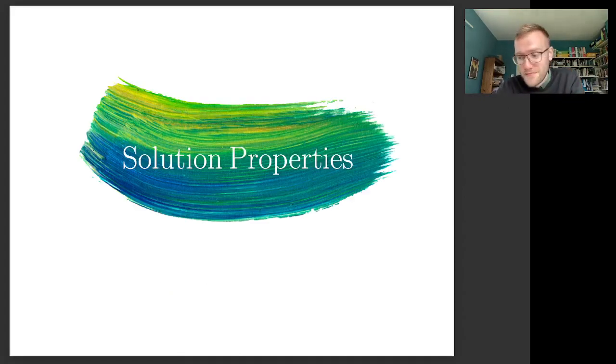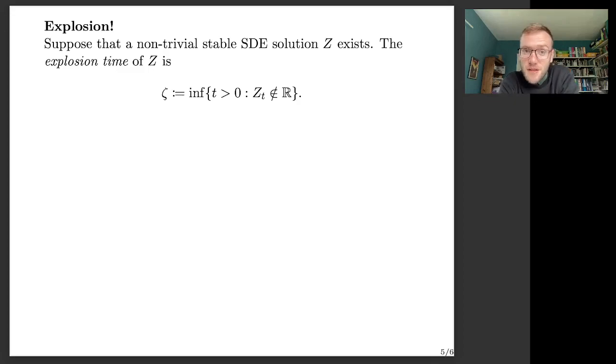In my last minute and a half, or perhaps just minute, I'm going to talk very briefly about some solution properties. The first is explosion. It's possible to define this concept of whether or not a solution to the SDE explodes. We define explosion time as the first time in which the solution leaves the real line. For a regular stable process, it just stays there, like the Brownian motion, stays in the real line for all time. So this will be infinity.